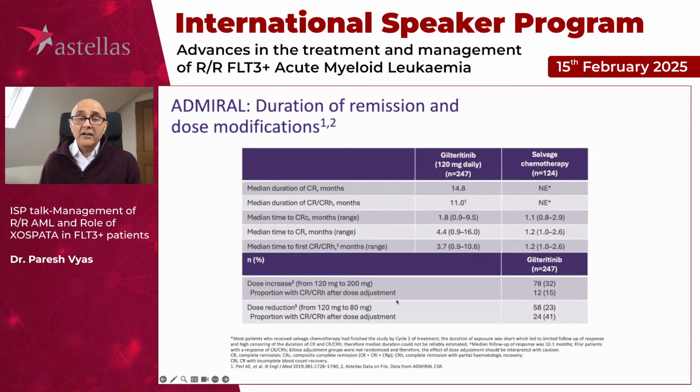And in terms of dose reduction and dose increase, there were a fair number of patients who had a dose reduction from 120 to 80. Some patients were able to increase the dose, and this was those individuals, particularly who had robust reconstitution, particularly after transplant. But in my practice, most patients end up getting 80 milligrams.